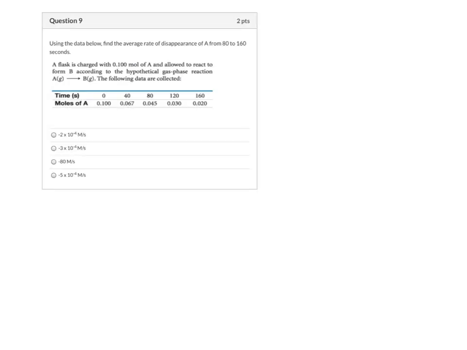Now, our first quantitative question. Using the data below, find the average rate of disappearance of A from 80 to 160. Some of you missed that 80 to 160 time interval there. A flask is charged with 0.1 moles of A and allowed to react to form B according to the hypothetical gas phase reaction here. The following data is collected. We're looking at 80 to 160. Now we know the disappearance is the change in concentration of our reactant over time. We just simply fill this in at this point. So change is final minus initial.